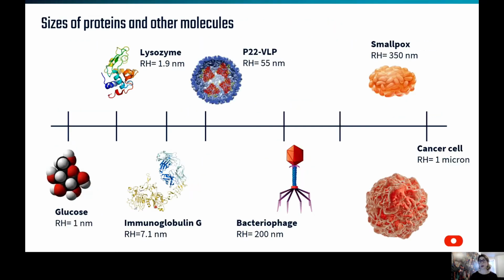So DLS can probe a wide range of particle sizes, typically down to 0.3 nanometers up to 10 micron in size. But proteins and most biomolecules tend to be considered small on this scale. The average radius of IgG is 7 nanometers, lysozyme is 2, while larger particles like virus-like particles are 55, smallpox virus is 350, and then on the higher end you have a cancer cell, which is 1 micron. And even as proteins unfold and form oligomers, they still fall on the smaller end of that particle sizing spectrum.